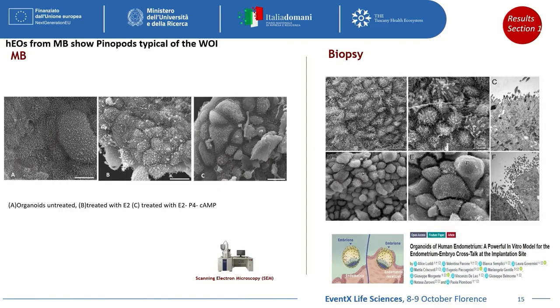Moving on, we wanted to see if the ultrastructure of this model could be the same as the epithelial layer, because we know that the epithelial layer, to attract blastocysts, can develop these pinopods that are this structure that you can see in this picture. It was already demonstrated for biopsy-derived organoids, but we wanted also to show that our menstrual blood-derived organoids can develop this feature that is very important during the implantation.